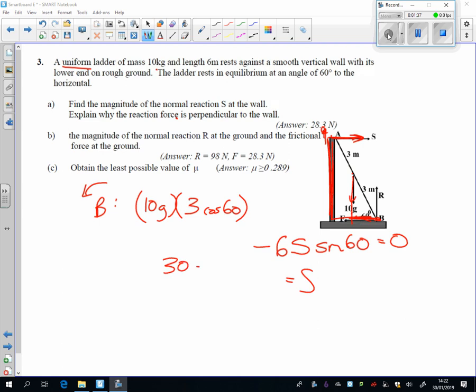So to find out what S is, I'm going to take this bit here. So I've got 30g cos 60, and I'm going to divide by 6 sine 60. And if I tap that into the calculator, I end up getting 28.3 newtons.